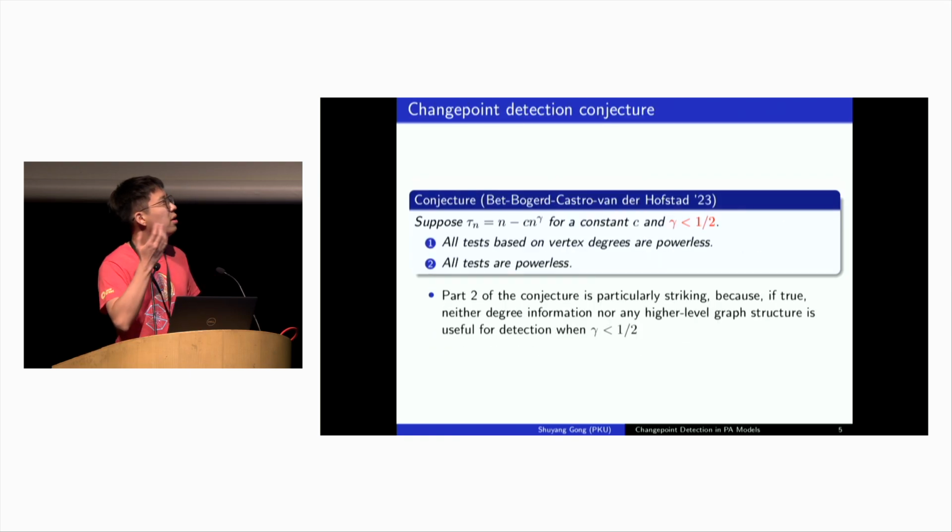So those who believe this conjecture to be true might say that this probability distribution is basically governed by the degree distribution. So degree information is all you have.